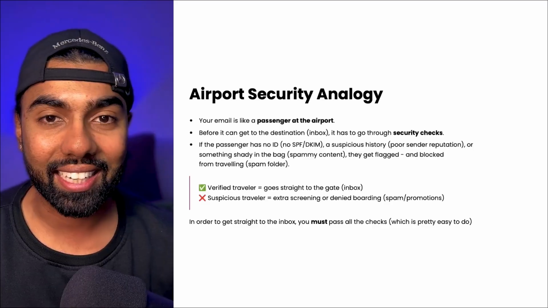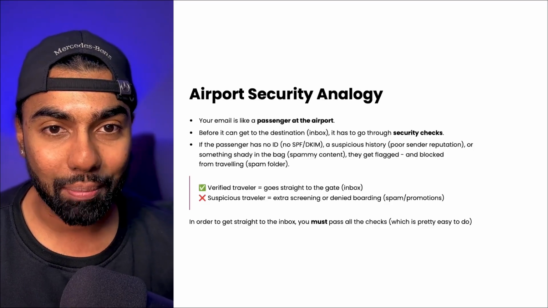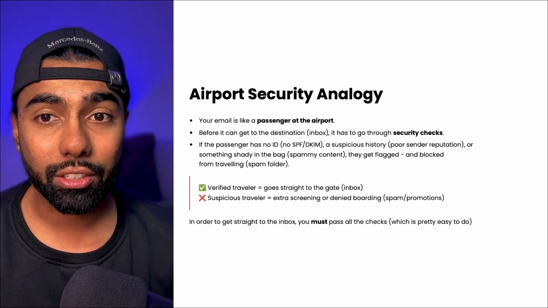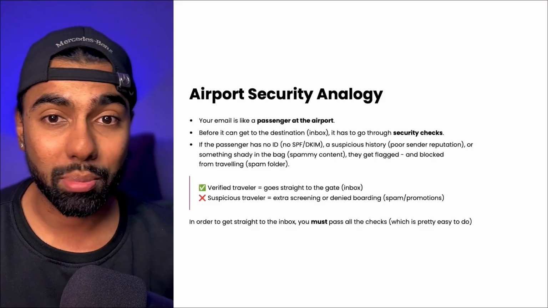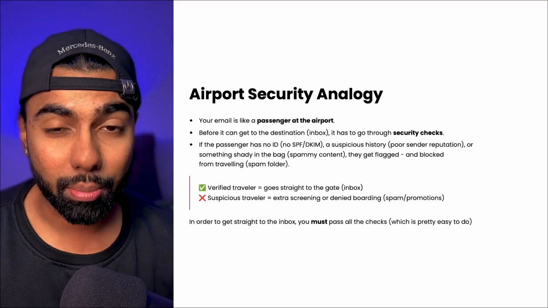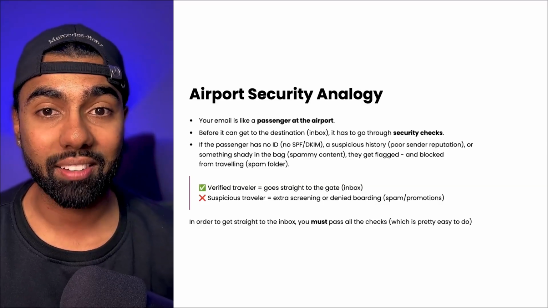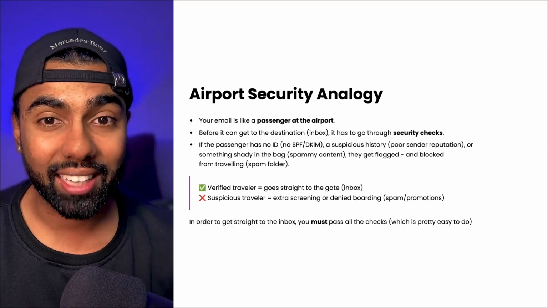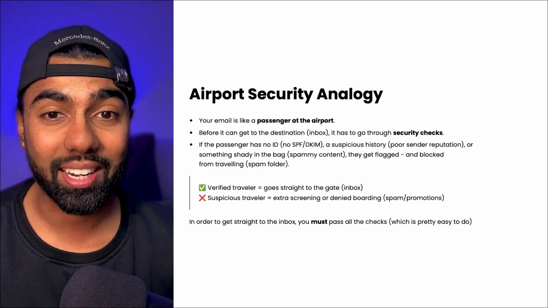Now, deliverability is kind of like airport security. So think of your email like a passenger at the airport. Before it can get to the destination, which is the primary inbox, it has to go through security checks. So for example, if a passenger has no ID, now for emails that would be no SPF or DKIM, basically domain authentication, or they have a suspicious history like poor sender reputation, meaning that you sent 1,000 emails and no one opened them, or something shady's in the bag like spammy content, they'll get flagged and blocked from traveling, which basically means that they'll end up straight in spam.